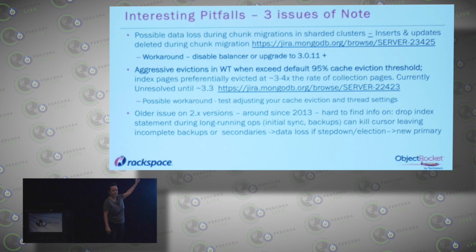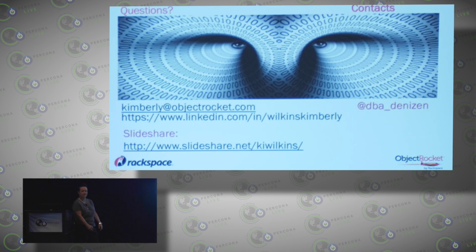So here's a little bit more information about those, including the list of the bugs, but I pretty much went over that. The biggest thing, there's a workaround for the first one: turn off the balancer or upgrade to 3.1.1. And the aggressive evictions, that one currently is not supposed to be fixed until 3.3. There are a couple of other associated bugs around that one that were fixed in 3.2.5, but not that one. I thought that was kind of interesting. And then in the older version of 2.1, if you step down, you're going to lose data. Well, I hope that doesn't happen to you. But you have to watch the cursor. And then I'm done.